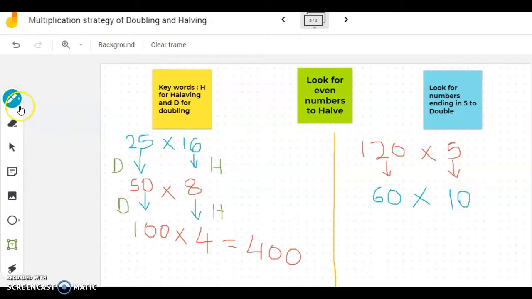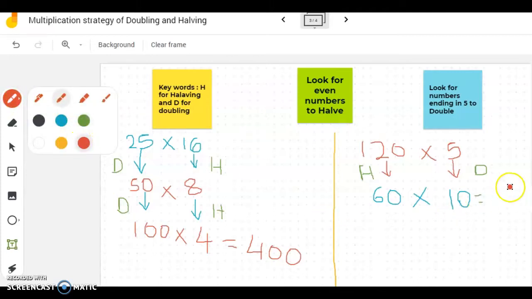So what we have here, you have to put what you've done. Here we've halved, so we are going to use H. And here we've doubled, so we are going to use a D. And 60 times 10 is pretty easy, so our answer is going to be 600, which is very easy. It's much easier to work with multiples of 10.